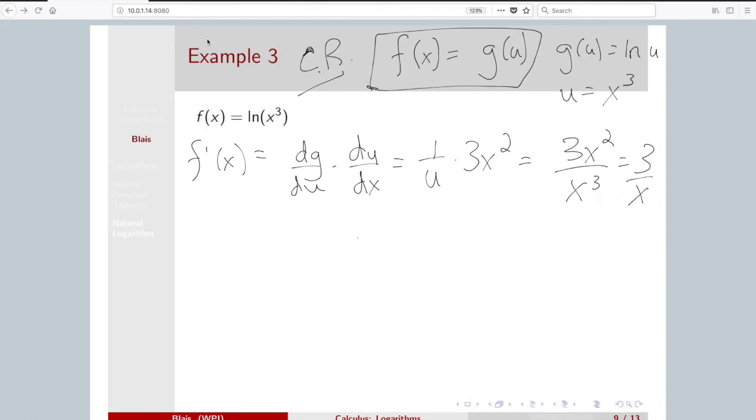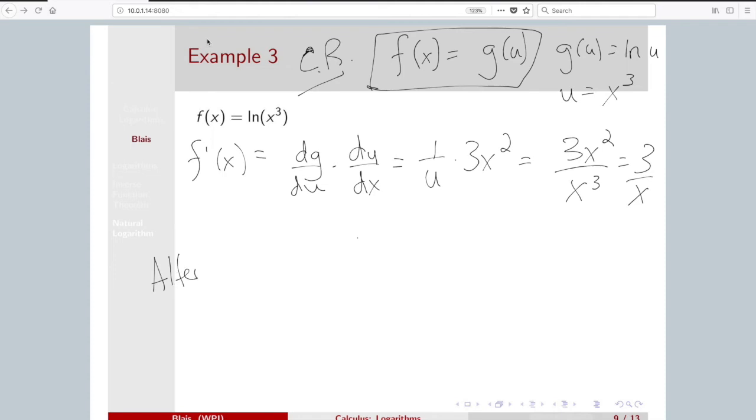Now, you could have just skipped from seeing this f of x and writing f prime of x equals this, saying the derivative of the outer function, natural log, is 1 over whatever's inside. Leave the inside alone. That would give you the 1 over x cubed, times the derivative of the inside, which is the 3x squared. Either way is fine. I'm writing it this way so that it's clear how we're actually implementing chain rule. This is kind of like the long version of it.